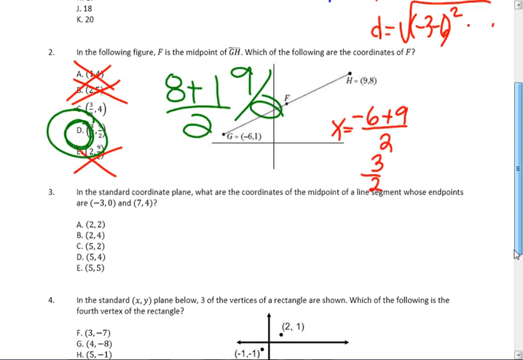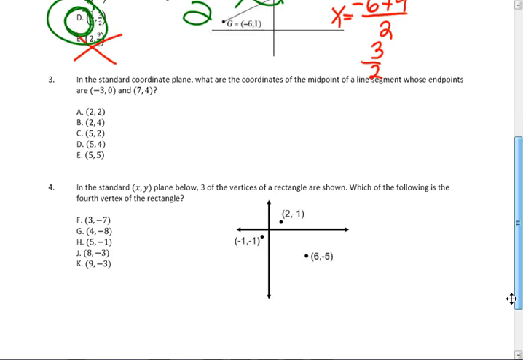Can you guys find the midpoint now for number 3? Let's do it. You want to come up and do it? I want to do it. Plus 7 divided by 2. Yeah. Write it down. Where's your packet? It's on your iPad. Write it down.